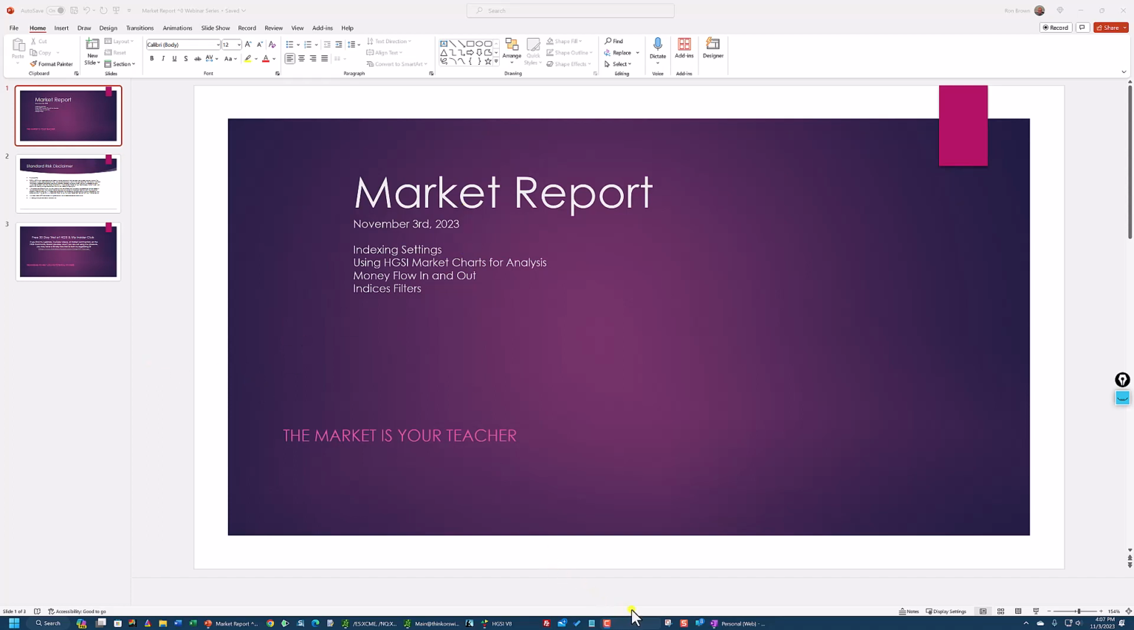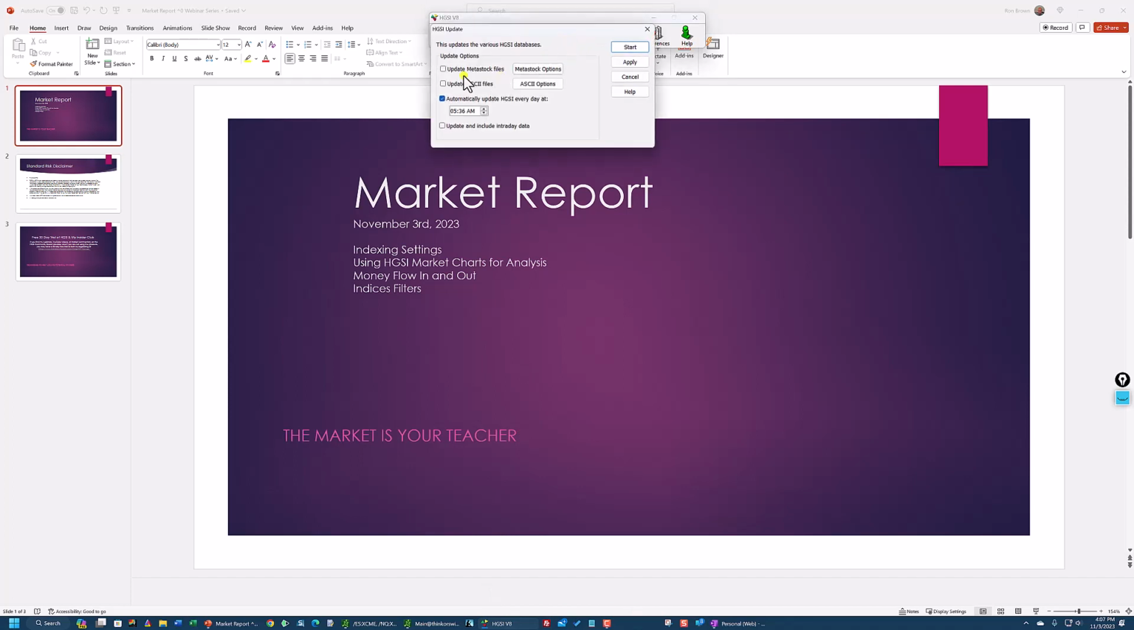While I'm doing this, I'm going to open up HGSI, go under update, and since I still have my thinkorswim open, I'm going to update and include the intraday data. Now I'll be able to look at some charts and so on, everything other than the NASDAQ Composite, which we need the end of day data for to get a decent chart on that. But anyway, there's plenty of things to look at.